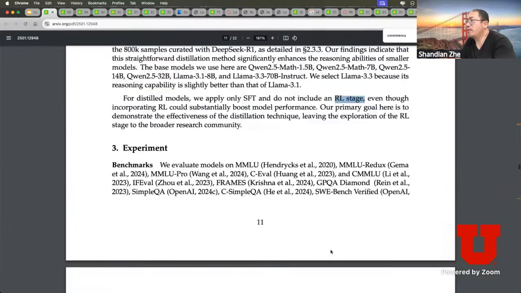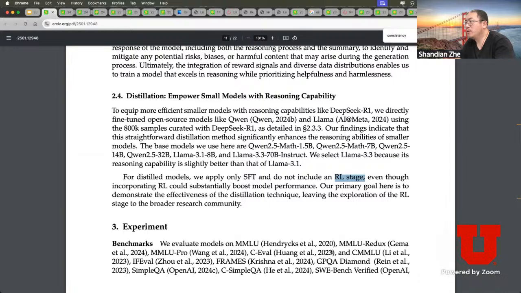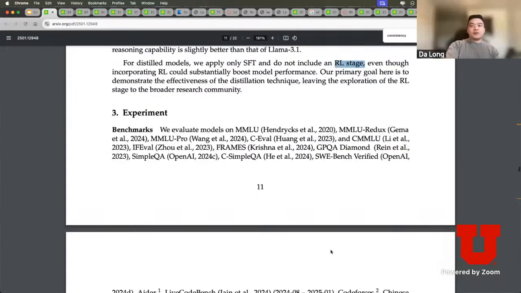Then this chain of thought comes from what? Does it come from the open source large language model itself, or from the fine-tuned data set? It comes from the fine-tuned data set.